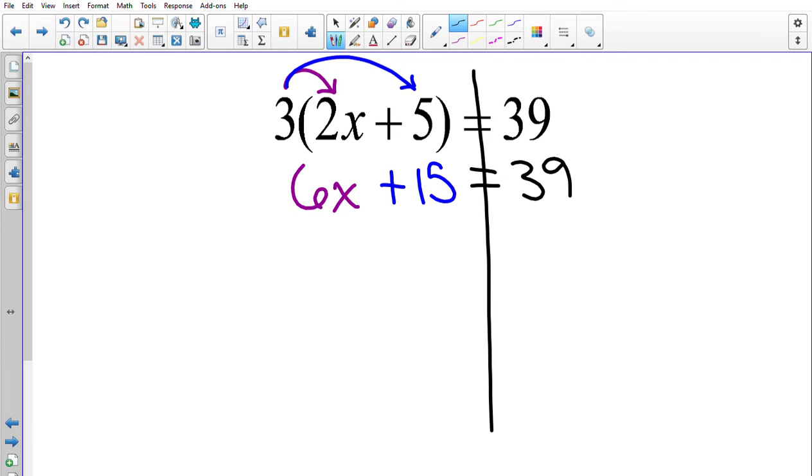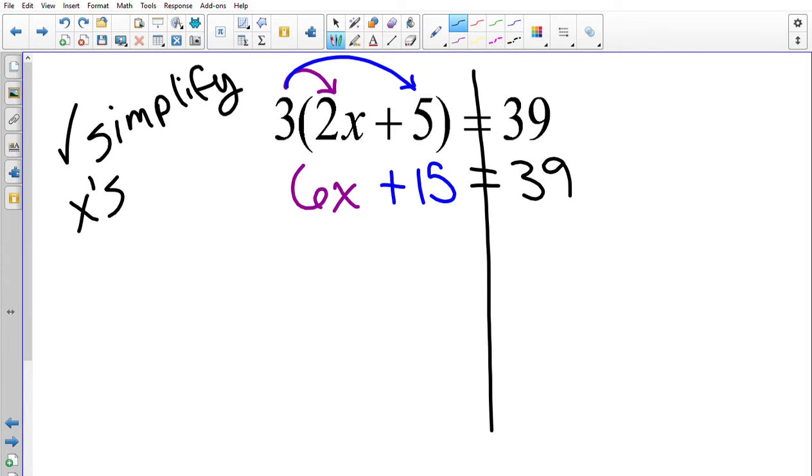From there, can you combine 6x plus 15? You should have come up with the solution of no, we can't combine those two. So instead, we start going through our steps. Notice step 1 has been taken care of through our distribution. Step 1 was to simplify. So step 1 finished. After that, get your x's to one side. My x's are on one side, so we're also done with that. Remember that it's not 1x, it's x's on one side. So our x's are on one side.